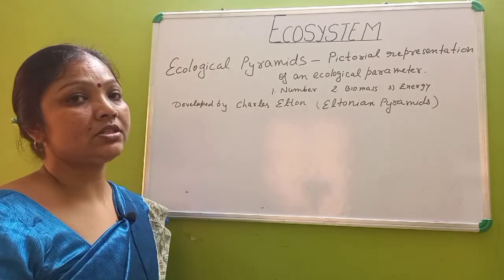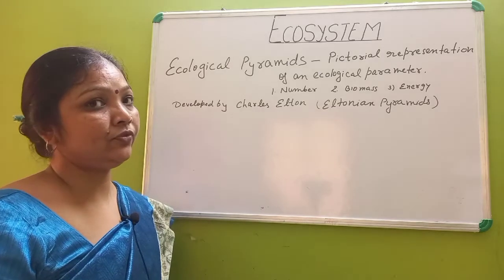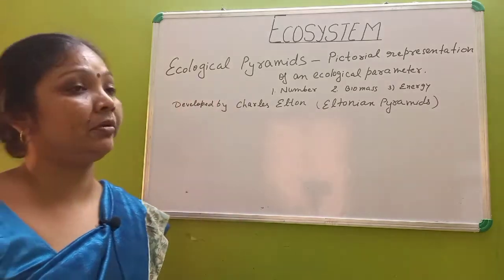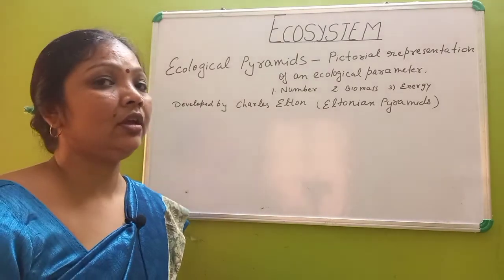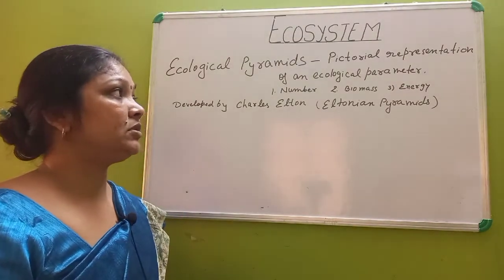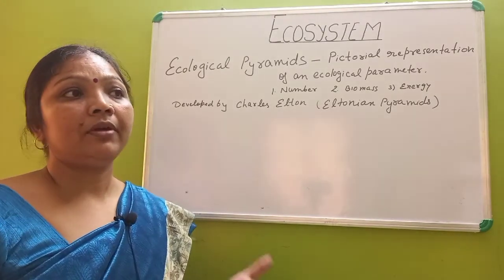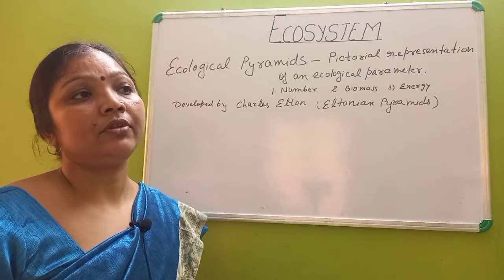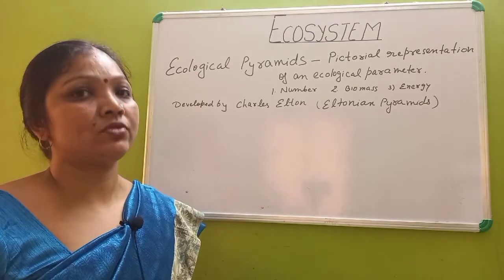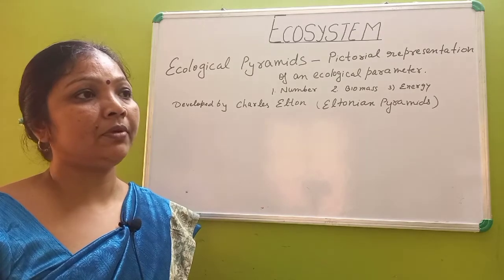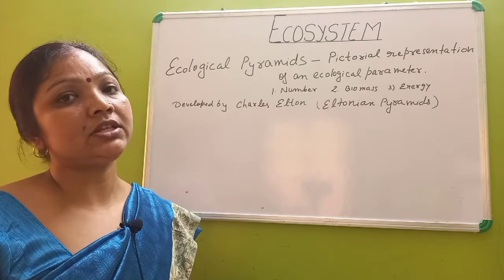Now children, the next point of energy flow is the ecological pyramid. Actually, an ecological pyramid is nothing but a pictorial representation of ecological parameters. Pyramids show the different types of relationships that occur between various trophic levels in different ecosystems.